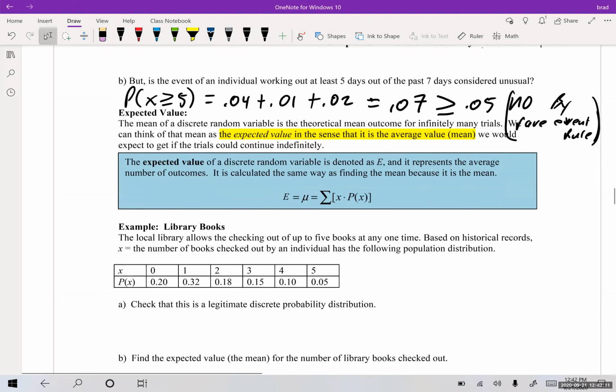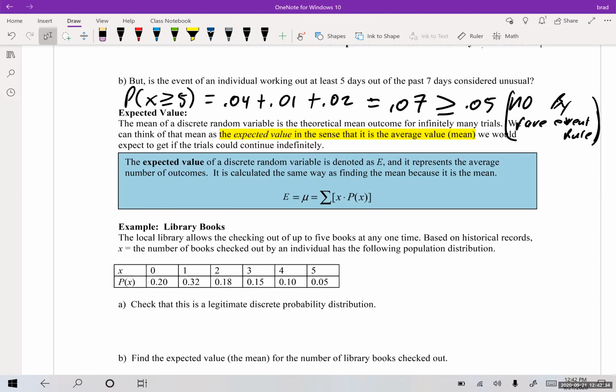Let's see here. Expected value. The mean of a discrete random variable is the theoretical mean outcome for infinitely many trials. We can think of that mean as the expected value. That is the average value we would expect to get if trials could be continued indefinitely. So basically what this is saying, there should have been a comma in there somewhere. I just read it bad.